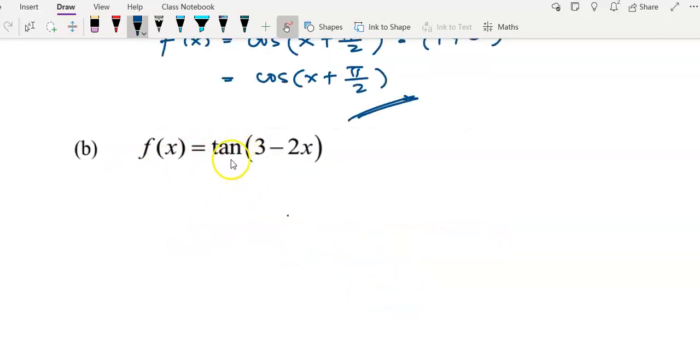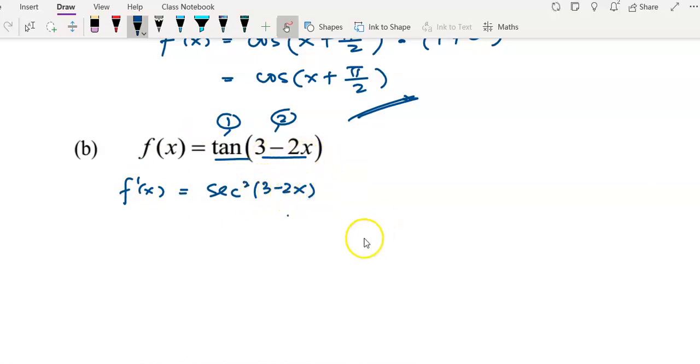Alright, so for example b, the outer function I will set as the first function, which is my tangent, and the inner function is 3 minus 2x. I put it as a 2, and this is 1. To get your f prime x, again, we differentiate from the outer function to the inner function. Outer function, differentiate tangent, you get secant square. Secant square of whatever is inside the bracket, you just copy it down. Then after that, multiply by the derivative of the inner function, you get negative 2. So rearrange your answer so that it looks nicer. Then this is your answer.